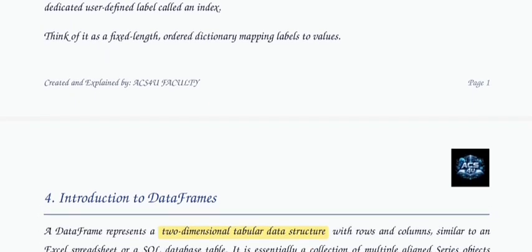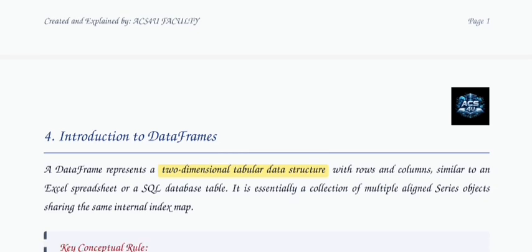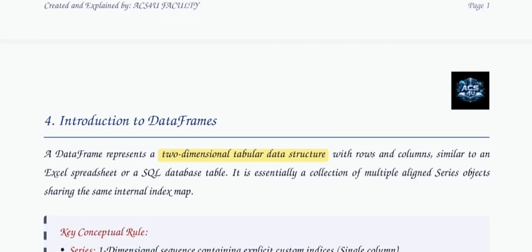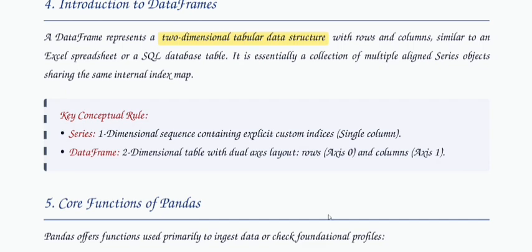Next, the introduction to DataFrames. A DataFrame represents a two-dimensional tabular data structure with rows and columns, similar to an Excel spreadsheet or a SQL database table. It is essentially a collection of multiple aligned Series objects sharing the same internal index map. The key rule, please note it down, it is very important: a Series is a one-dimensional sequence containing explicit custom indices, like a single column. A DataFrame is a two-dimensional table with dual axis layouts. The rows are considered as axis 0 and the columns are considered as axis 1.